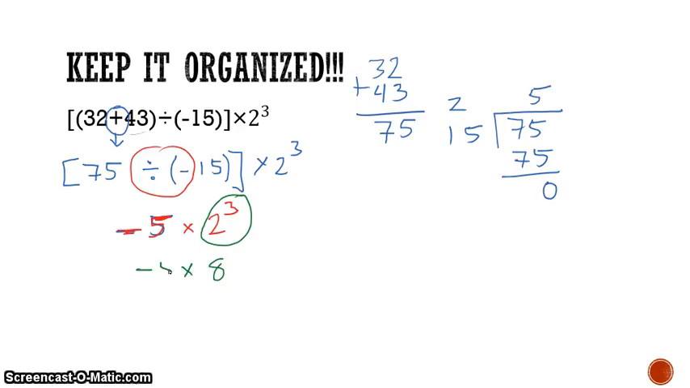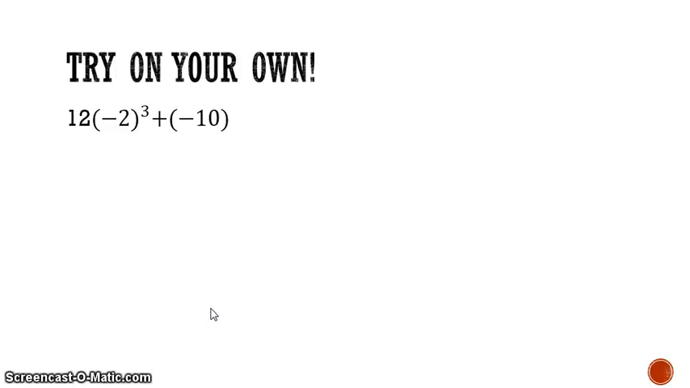I'm going to rewrite the rest of the problem. And then negative times a positive will give me a negative answer. 5 times 8 will give me 40. So negative 40 is my answer to this problem, step by step. Okay, try this one on your own, and then we're going to come back and see if you got it right.